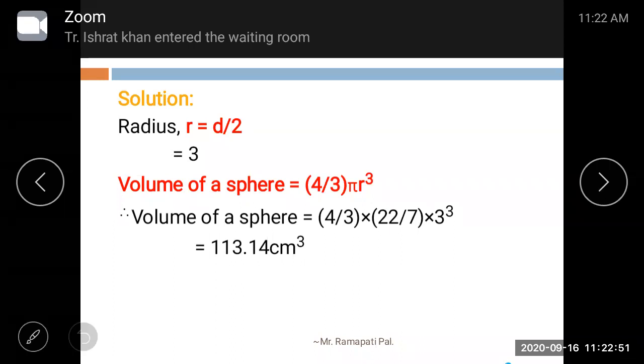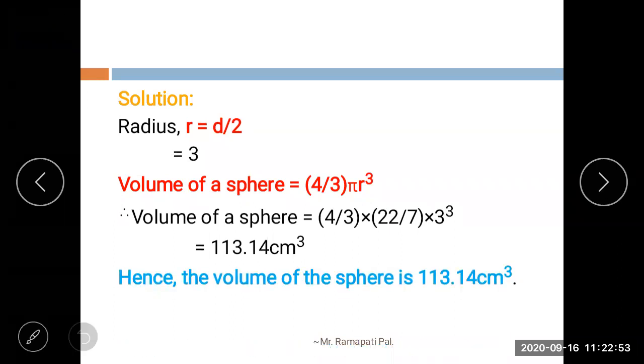So hence the volume of sphere is 113.14 centimeter cube. Is it clear? Very simple. You have to write what is given, what we have to find, formula, and then solution. Is it clear?